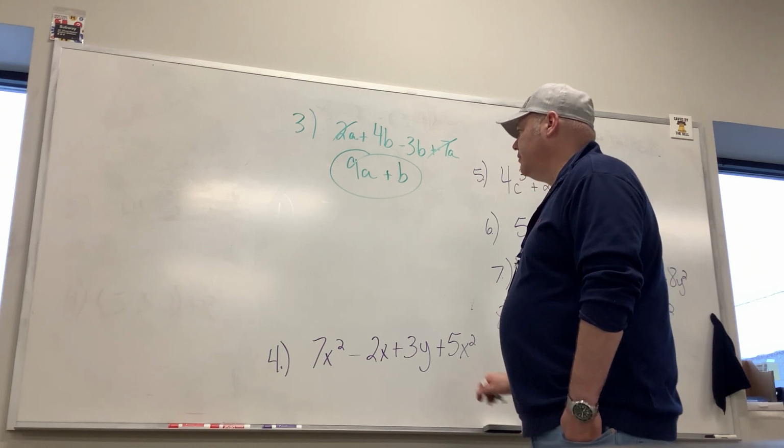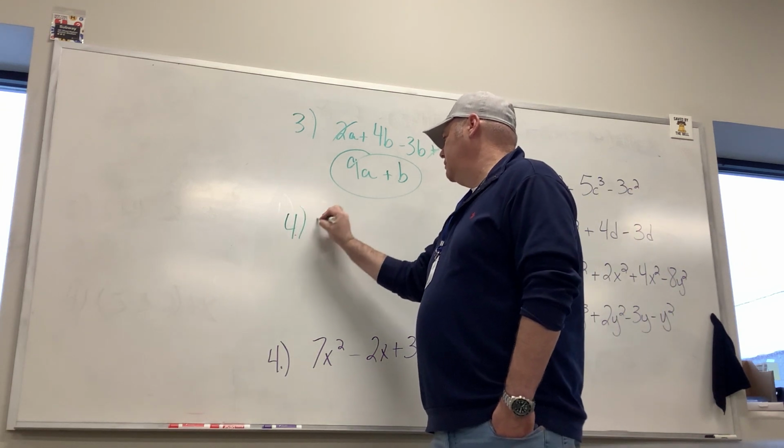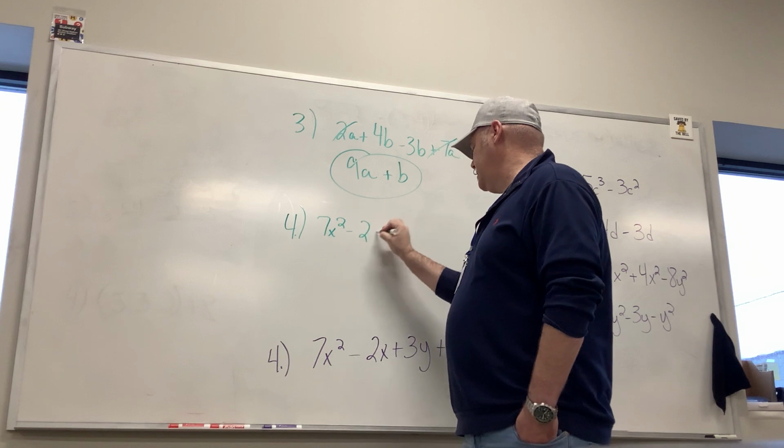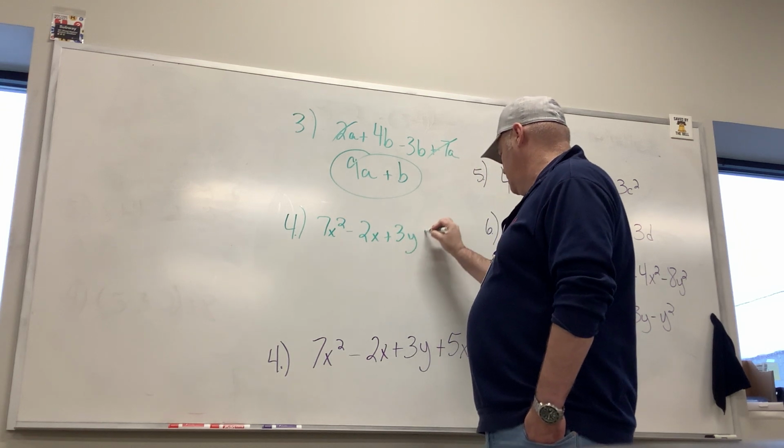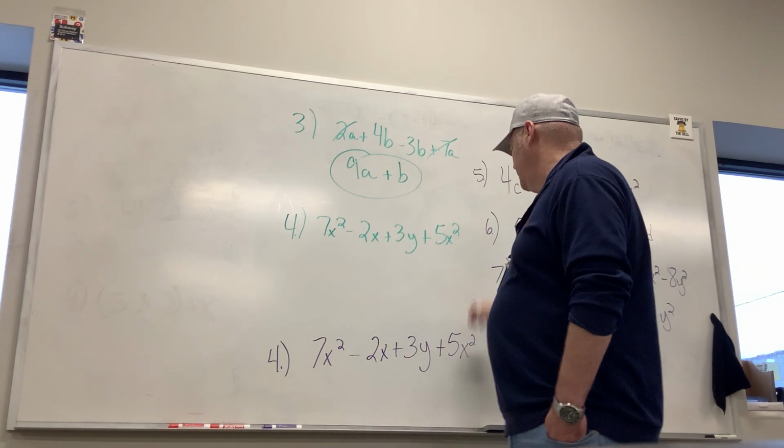Okay? Number 4, 7x squared minus 2x plus 3y plus 5x squared. Okay?